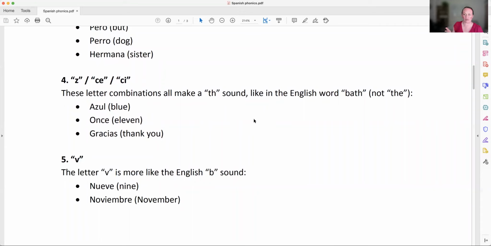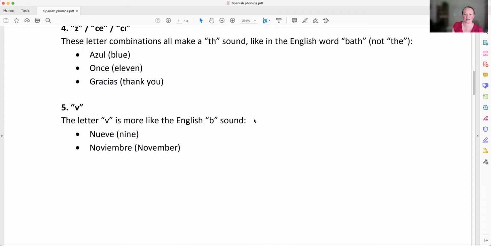An example of a word with CE is once, meaning 11. A really common example of CI is gracias, meaning thank you. Again, this is Spanish from Spain, and I'm aware that in Central and South America, the Z, CE, and CI is actually more of an S sound, so you'd say azul, once, gracias. But again, I speak Spanish from Spain, that's what I teach, so azul, once, gracias.